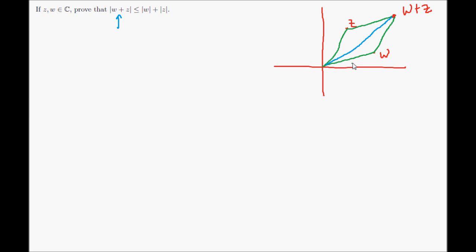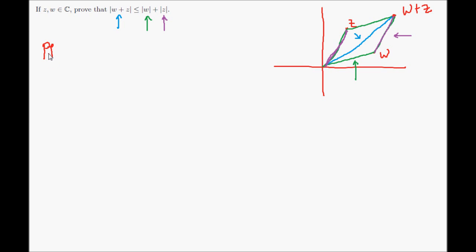This green line here is the absolute value of w. And by symmetry, let me draw this in purple just to get a different color. This line here has length absolute value of z, because it is basically a copy of the purple line that we see here. So it's a triangle, therefore any one side has to be less than or equal to the sum of the other two sides. Okay, so that's the geometric proof. Let's do the full algebraic proof.